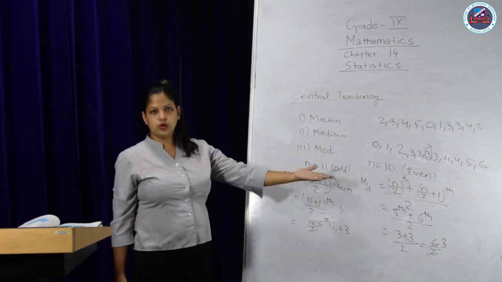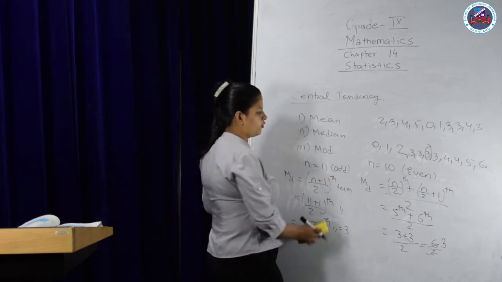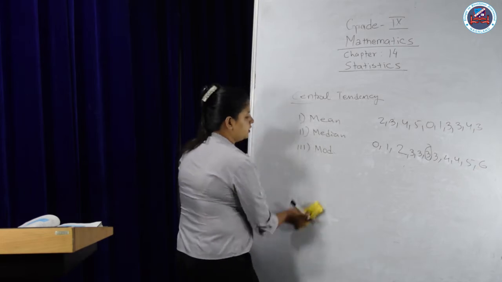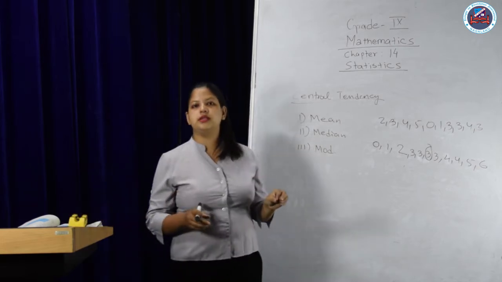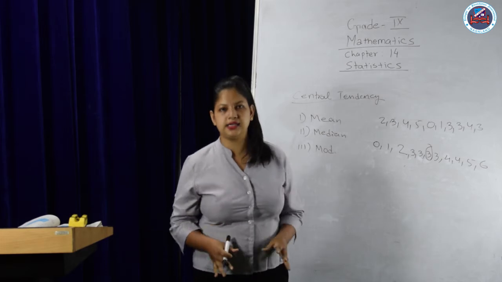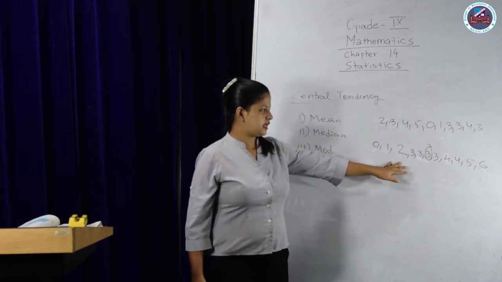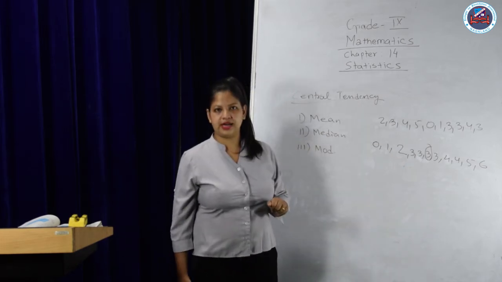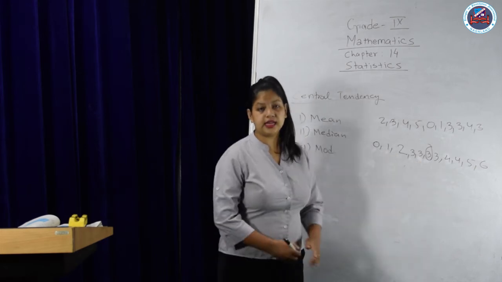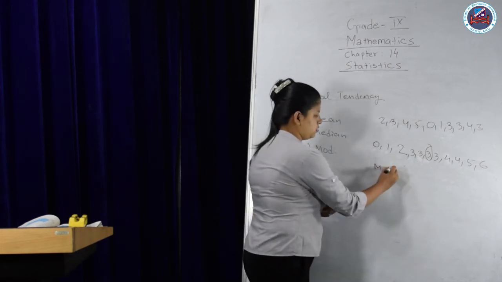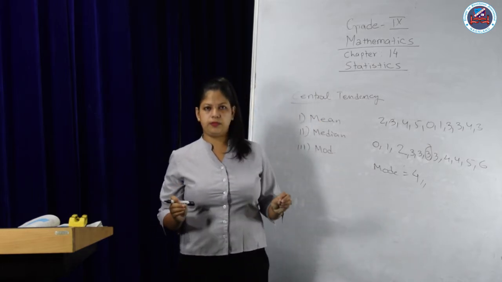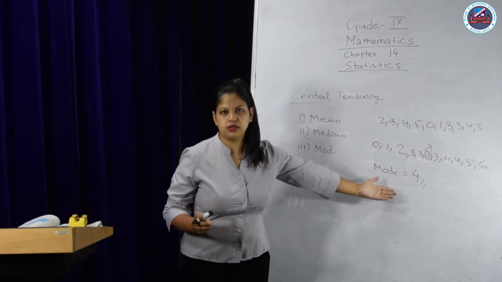Now the last one is mode. For mode, there is no formula, just a simple topic and very easy. Remember, mode means the data or the number that has been repeated the highest time. In this data, you can check which number is repeated the highest time. 3, because it is repeated 4 times. That means its mode is 4. Simple. That's it. The number which is repeated the highest time, that is your mode.